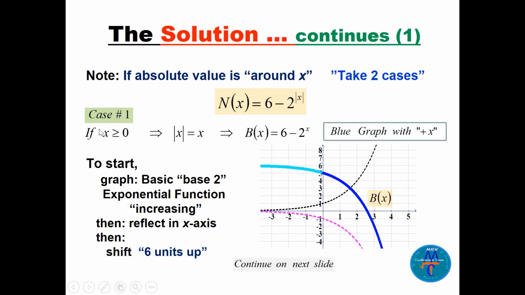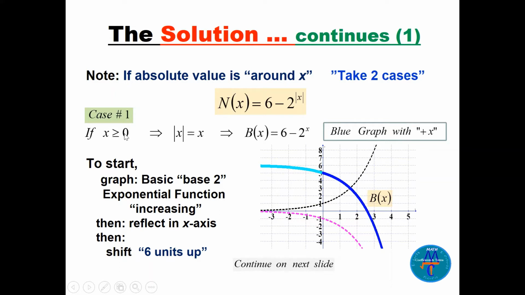But we need x greater than 0. X greater than 0 means here in quadrant 1 and quadrant 4. So we take this blue part and we neglect the other one. So b of x will be only this part because x is positive. Positive means to the right of the y-axis. This is x positive.